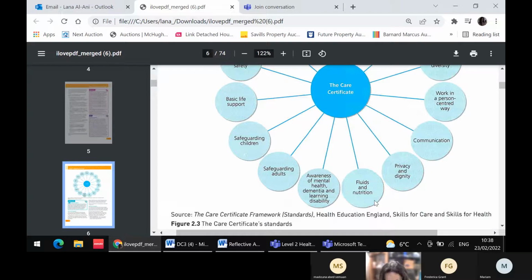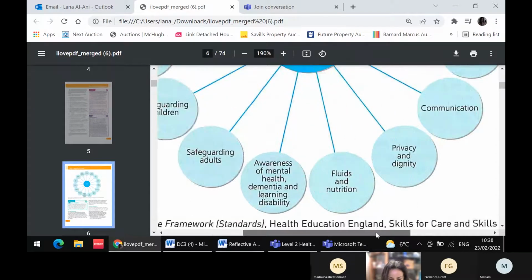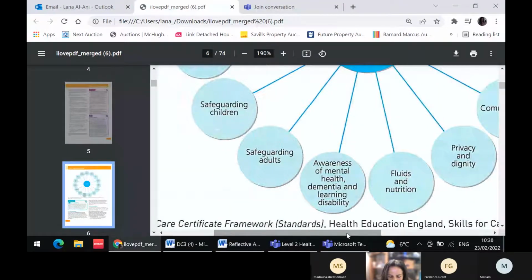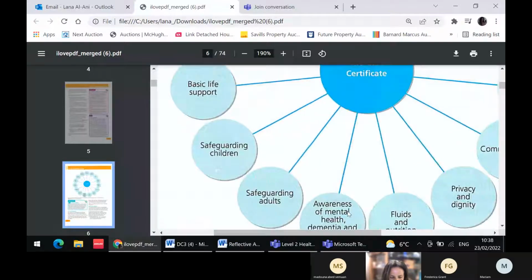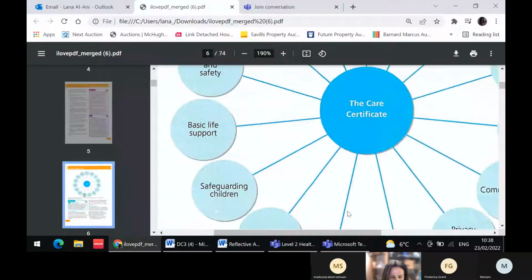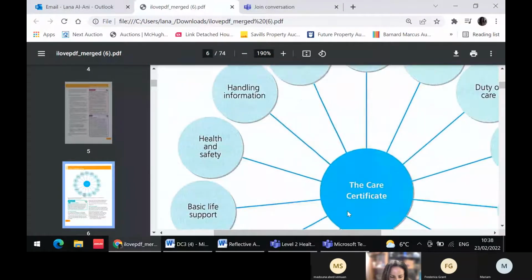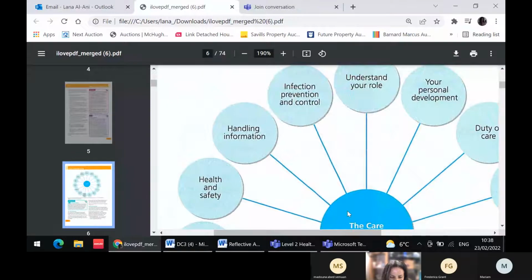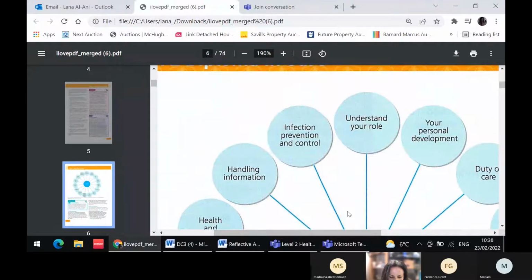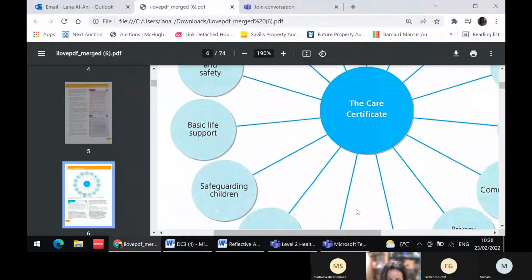Sorry, I can't see very well. The font is not clear. Then fluids and nutrition, awareness of mental health, dementia, and learning disabilities, safeguarding adults, safeguarding children, basic life support, health and safety, handling information, and infection prevention and control. So these are all 15 standards for the care certificate.